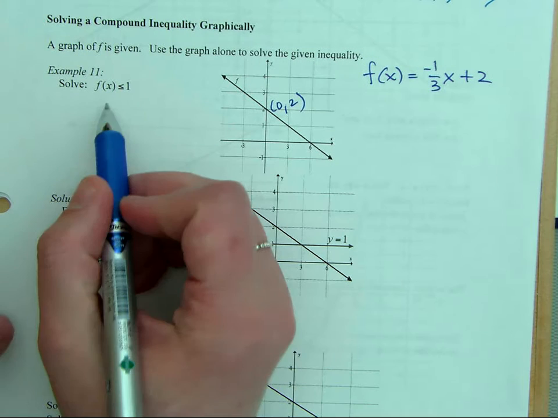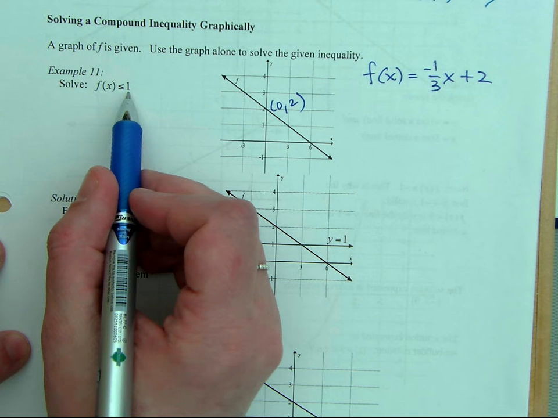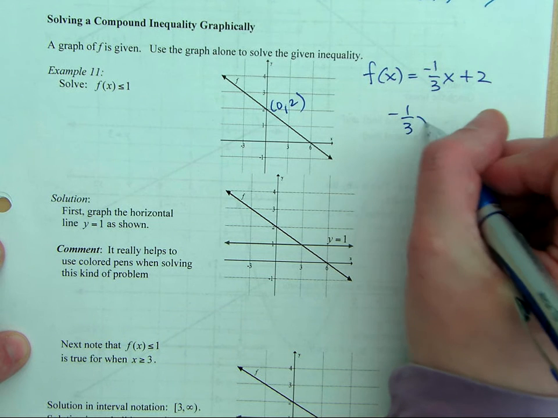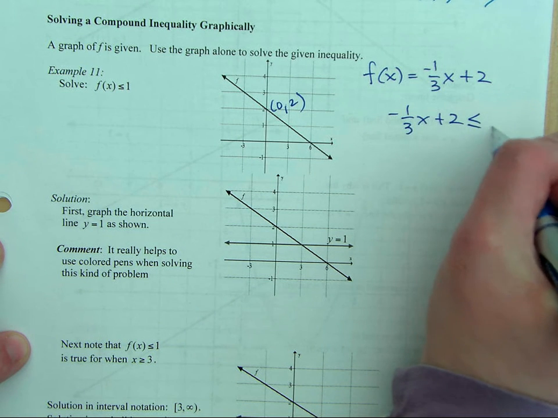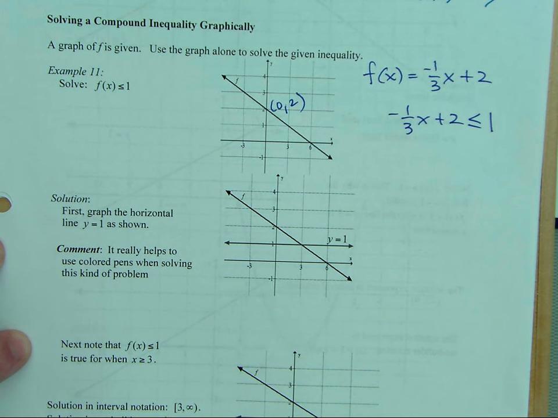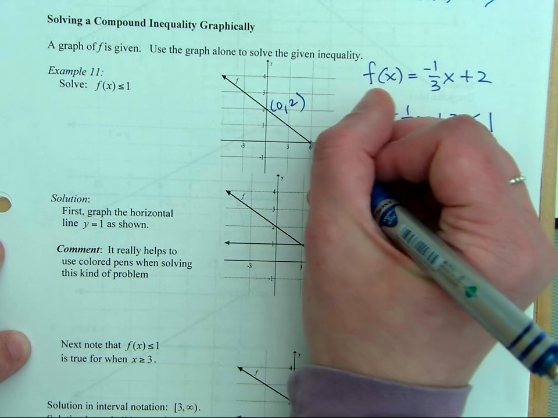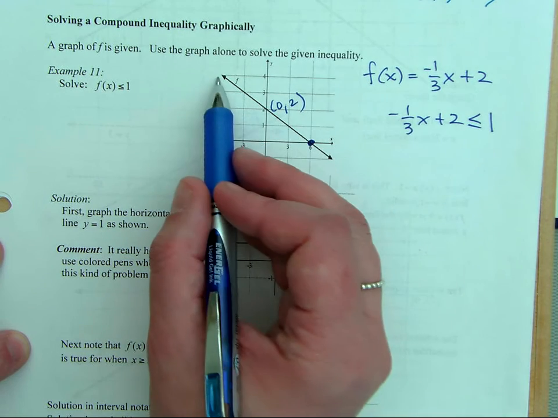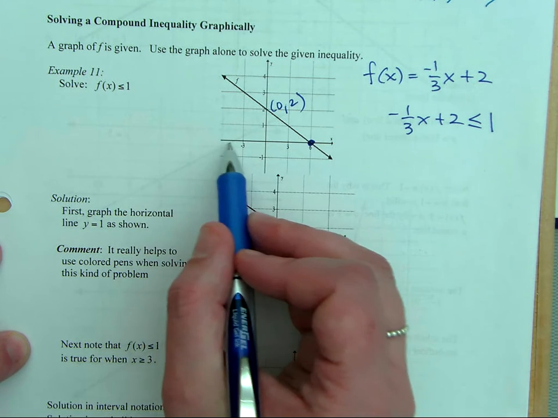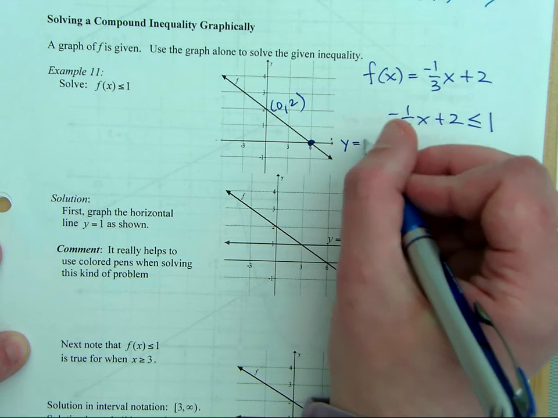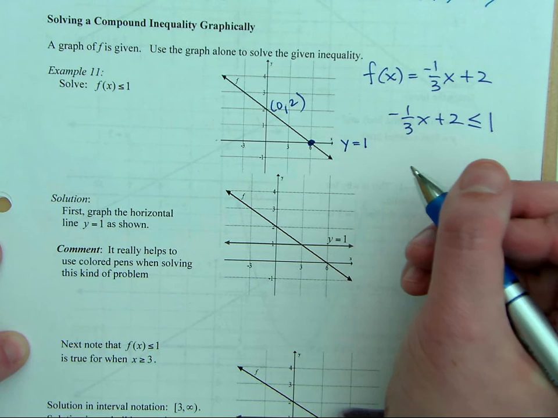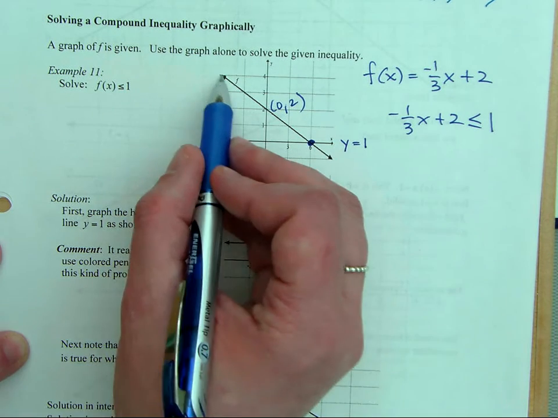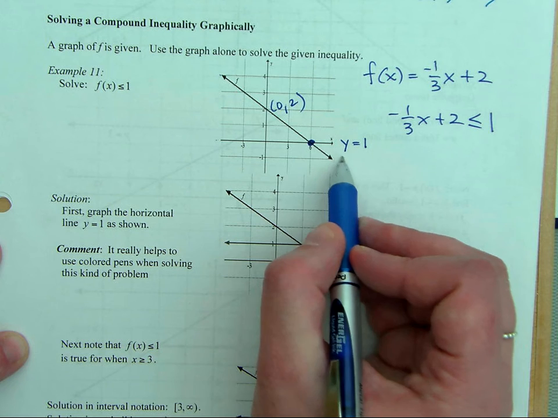Now we're saying f of x is less than or equal to 1. So that means that we would be solving essentially negative 1/3 x plus 2 is less than or equal to 1. We could go ahead and solve that, but when we solve it graphically, we're actually finding their point of intersection on the graph. We want to know, when is this line less than or equal to 1? So here you have y equals 1, and so when is this line, f of x, less than this line? Down here, right?